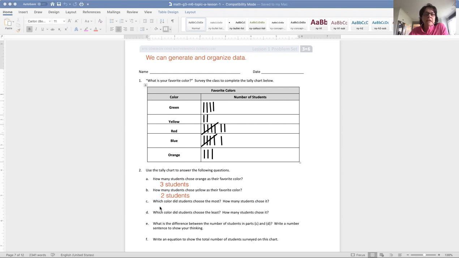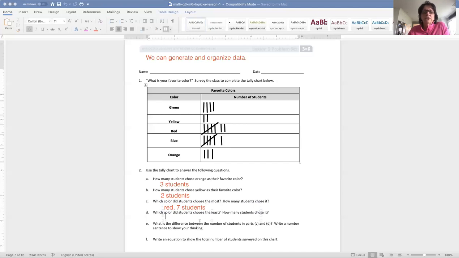Okay, question C. Which color did students choose the most and how many students chose it? Well, when I go up here, it looks like it's red or blue. They're close, but it looks like 5, 6, 7 chose red and only 6 chose blue. So the color that students chose the most would be red. I'm going to put a comma. How many students chose it? It was 7 students.